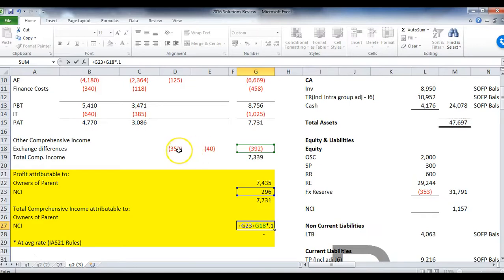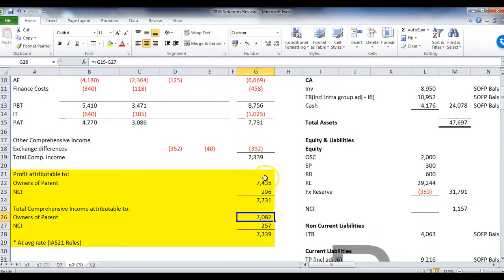But because all FX differences are attributable to the NCI, in this case you attribute 10% of the 392 loss to the NCI here. And of course the difference, 7339 minus what goes to the NCI, is the figure for the parent, 7082. So that is the one thing that catches out students.